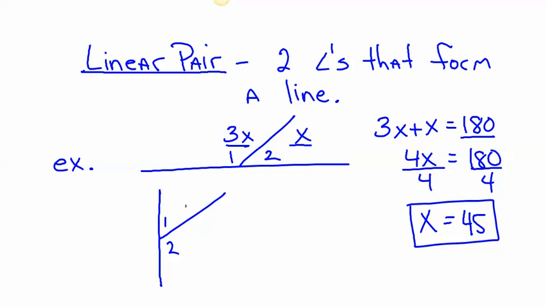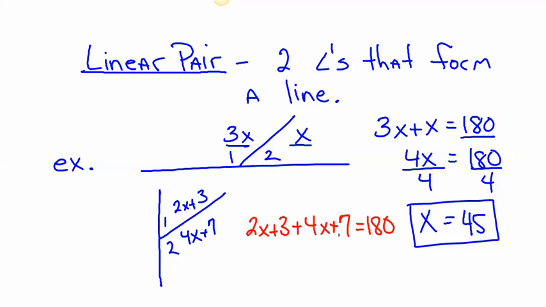In this bottom picture, if this angle is 2x plus 3, and this one is 4x plus 7, how could you solve for x here? 2x plus 3 plus 4x plus 7 has to equal 180. Combine like terms. 6x plus 10 equals 180. Subtract and divide.